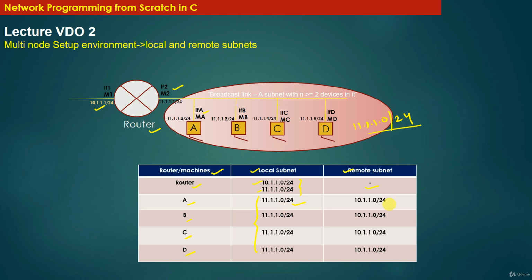Whereas the subnet 10.1.1.0/24 is a remote subnet for all of the machines, that is machines A, B, C and D present in the topology. Why is it a remote subnet? Because none of the machines A, B, C, D has an interface which is configured with any IP address that lies in this subnet. Therefore, this subnet is a remote subnet for machines A, B, C and D. So I hope by now it must be crystal clear how to identify whether a given subnet is a local subnet or remote subnet with respect to a given machine.